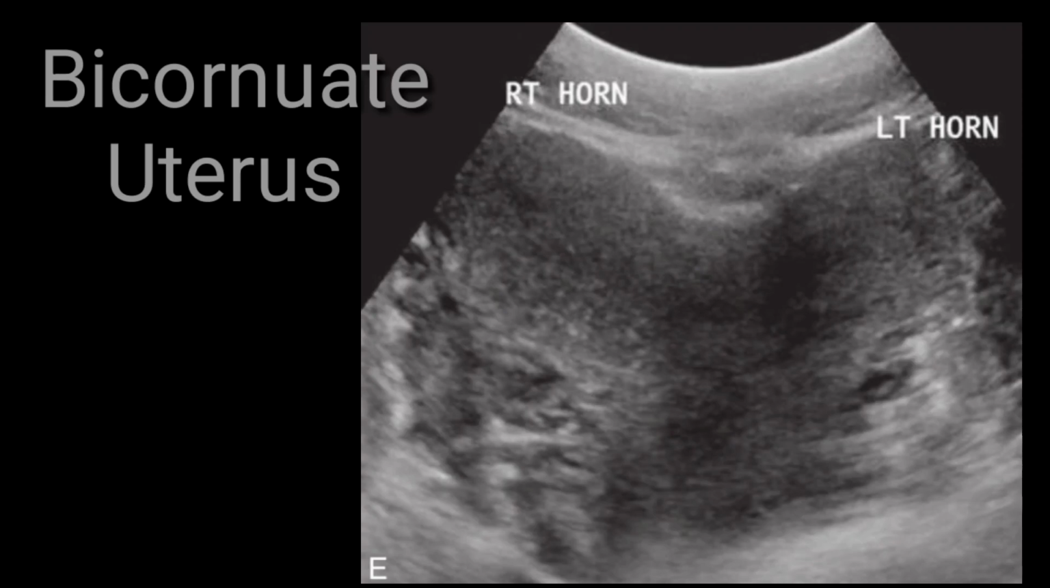So here is the example of bicornuate uterus. This can be easily picked on ultrasonography. This is the ultrasound image, and here you can appreciate two horns of the uterus. One is on the right side, another is on the left side. So these are two fundal areas. These are called two horns of the uterus. That's why it is called bicornuate uterus.